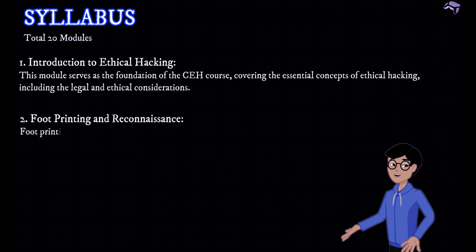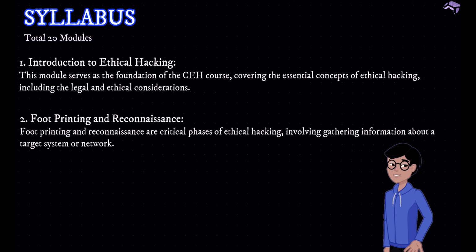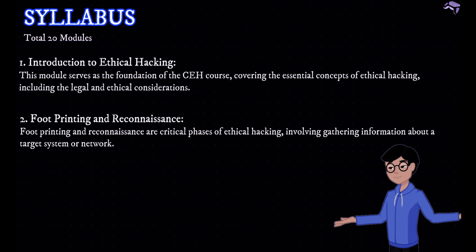Then we have our next module, footprinting and reconnaissance. Footprinting and reconnaissance are critical phases of ethical hacking, involving gathering information about a target system or network. This module delves into the latest techniques and tools used to gather intelligence on potential targets, such as public databases, social media, and network scanning.